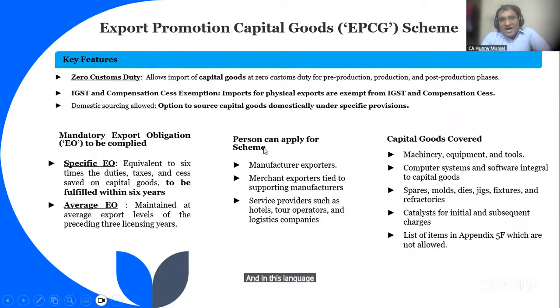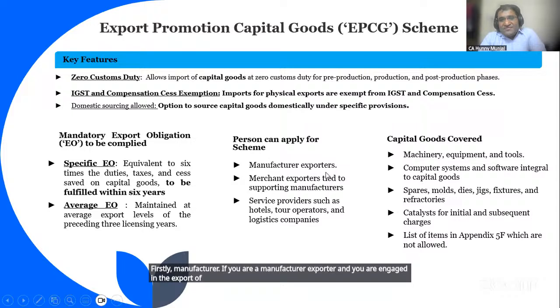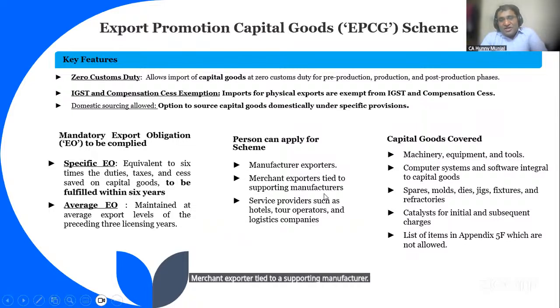In this slide, first, who are the persons who can apply for this scheme? Firstly, manufacturer. If you are a manufacturer exporter and you are engaged in the export of goods, you can take a benefit under this scheme. The next one, merchant exporter tied to a supporting manufacturer.